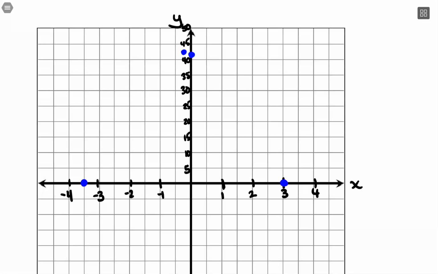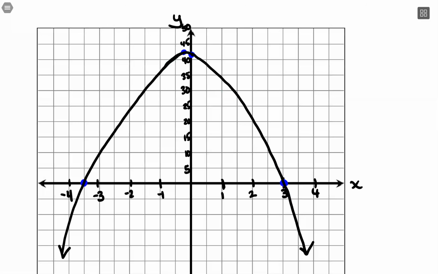Alright, so with this, we are going to now connect the dots. So, something like this. Let me try that one more time. That didn't come out very nice. This is when it's nice to use a pencil. There we go. Alright, that's our parabola. So, make sure you set the scales accordingly on your axes so that it can fit. And then we can see our x-intercepts, y-intercept, and the vertex coming through.